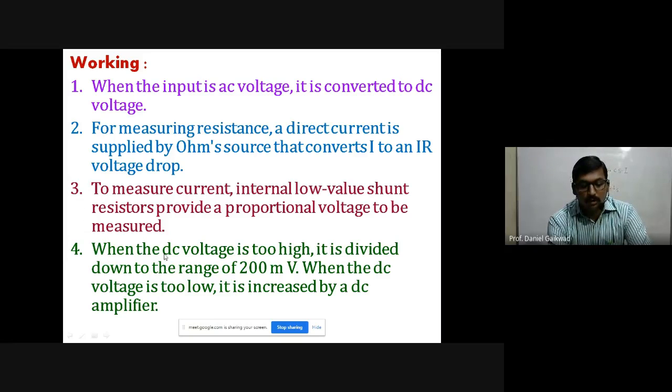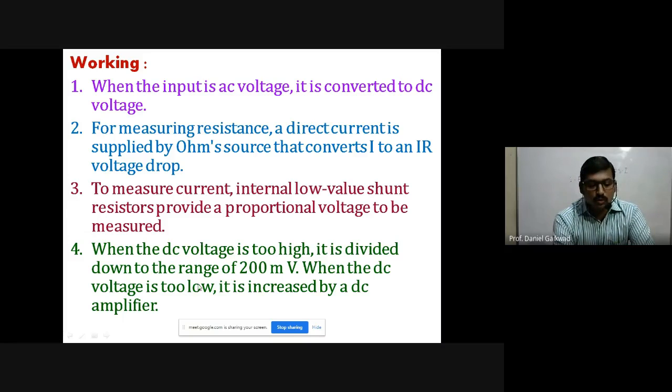Number fourth, when the DC voltage is too high, it is divided down to the range of 200 millivolt. When the DC voltage is too low, it is increased by a DC amplifier. So the range we can select. If the DC voltage is too high, then it is divided. If it is very small, low, then we have to increase it by an amplifier here.